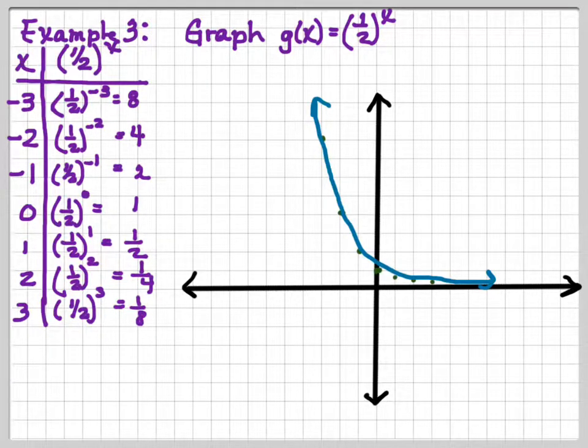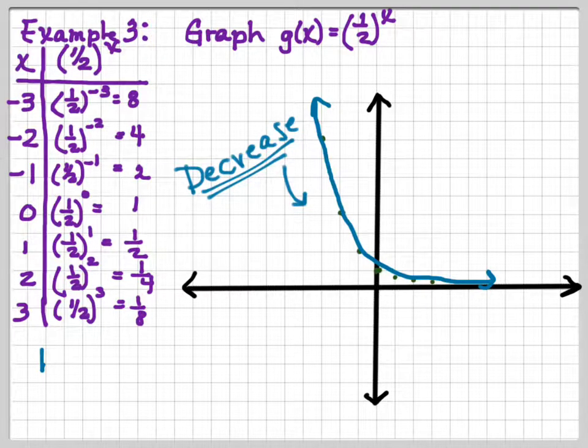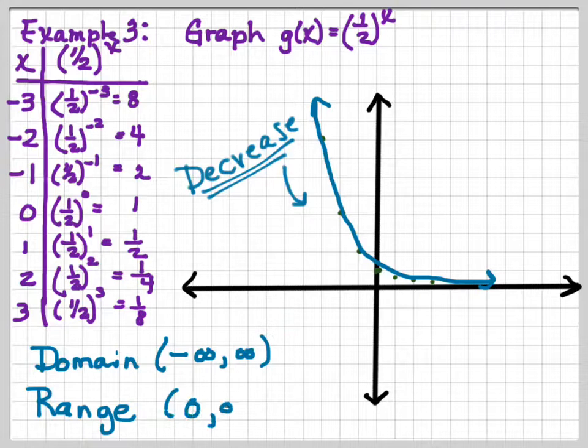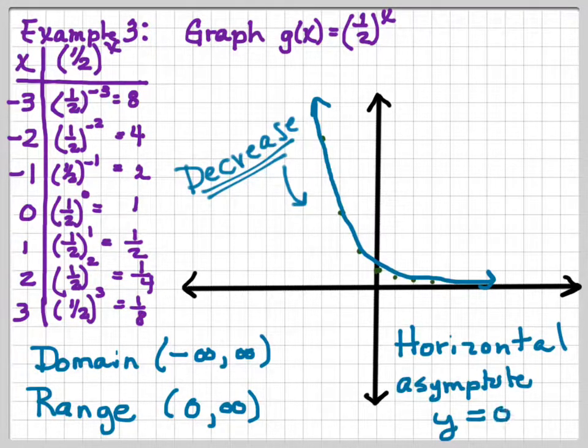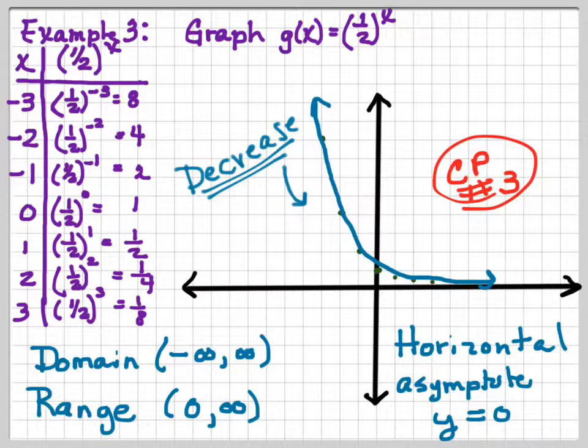And notice once again, we have the same thing, it just instead of going from small to large, it's going from large to small. It's decreasing, so it's a decreasing function. It goes down and to the right. The domain is, once again, all real numbers, and the range, again, is from 0 not included to positive infinity. The horizontal asymptote, once again, is y equals 0, which is the x-axis. Okay, so go ahead and do your checkpoint number 3.